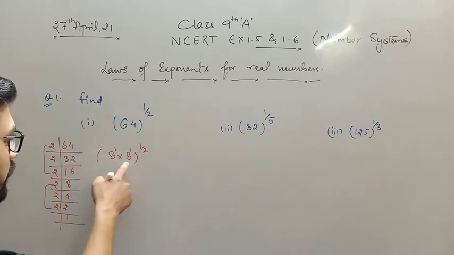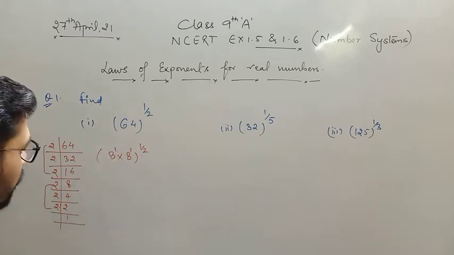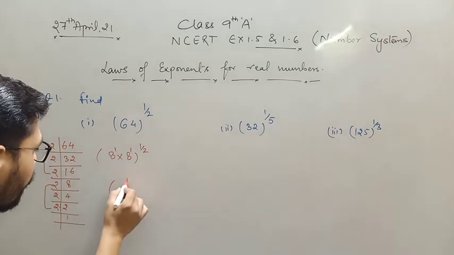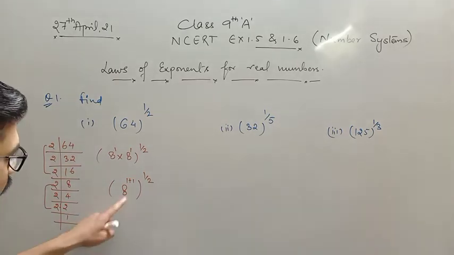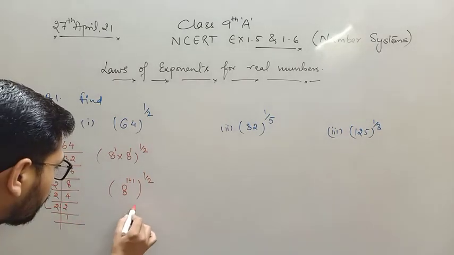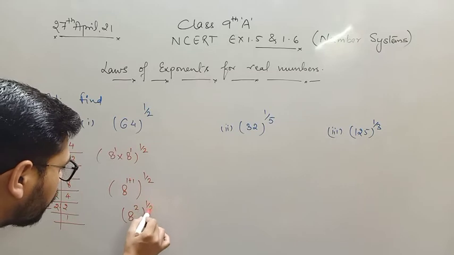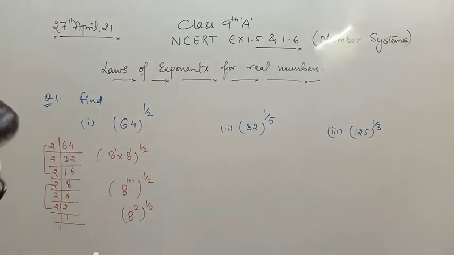Okay. Now the base is same, so the powers get added up. So can I write it like this? 8 ki power 1 plus 1, whole power 1 by 2. Now 8 ki power is 2 and the whole power is 1 by 2.